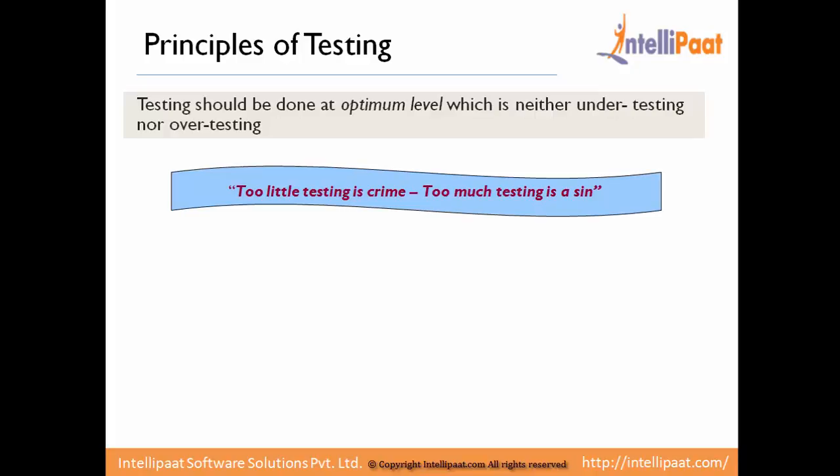But if you are continuing to test and not letting them use, then obviously that is again a sin from our side. So the word again I'm coming to, as mentioned on the slide, is optimum. Optimum is between this crime and the sin position, wherein it needs to be just right so that the software testing is concluded and the software is started to use in the actual environment.